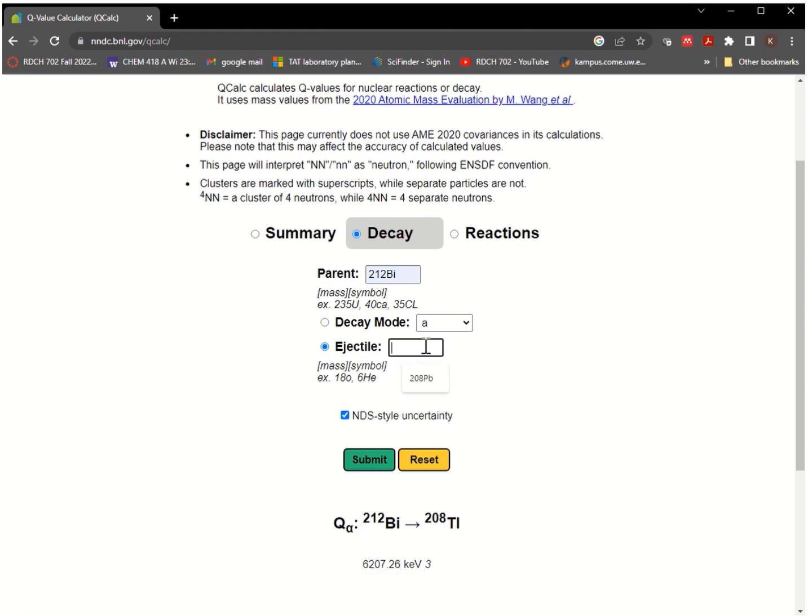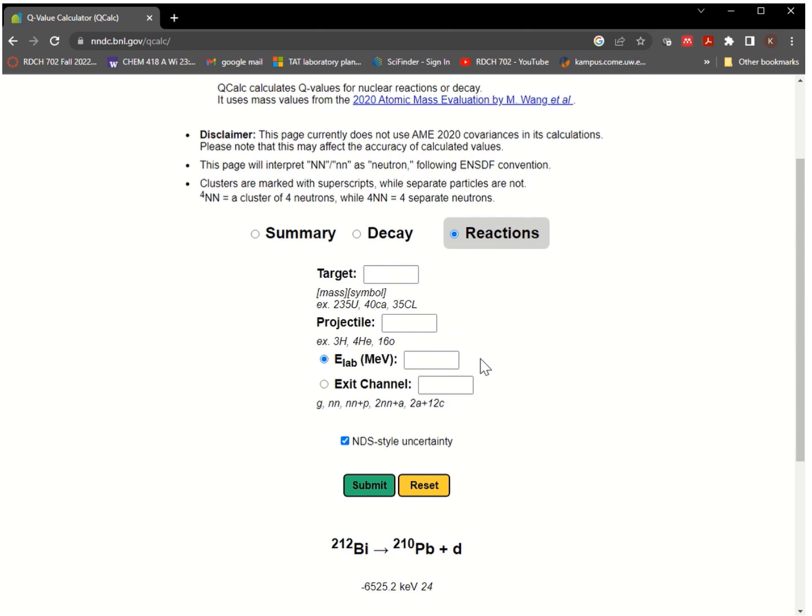We could also say, well, what if I have bismuth-212, what would have to decay in order to make a certain isotope? So let's say if I wanted to make lead-208. Well, bismuth-212 to make lead-208 would need a hydrogen-4 emission, very unlikely, but it will give you the Q value here. Or if I said, what if deuterium is emitted? So bismuth-212 plus deuterium yields lead-210.